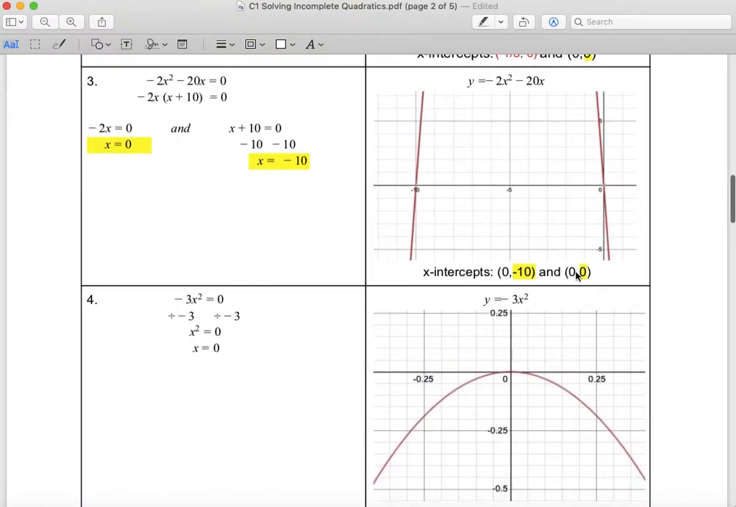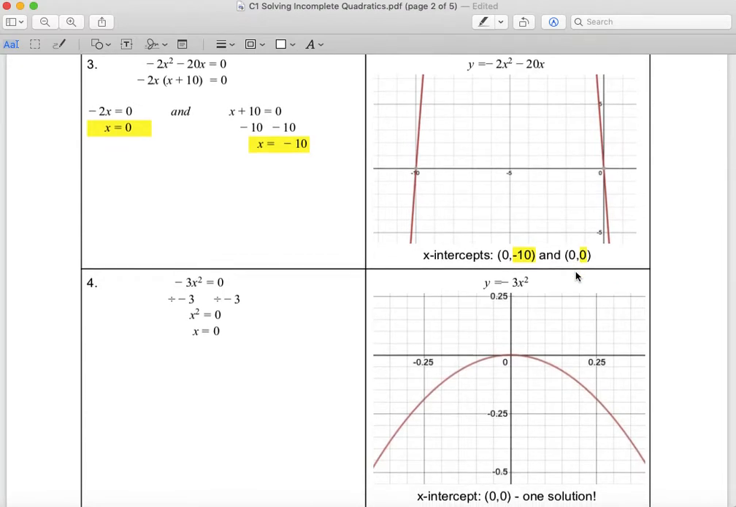All right, example 3. -2x squared minus 20x equals 0. What's common in these terms? What's common in -2x squared and -20x? Well, an x is common and a -2 is the greatest common number. So -2x is factored out.